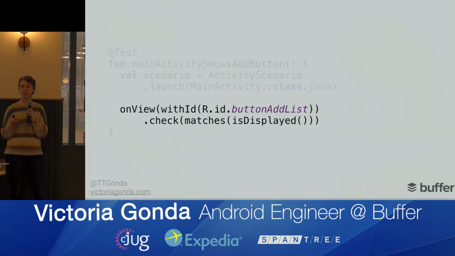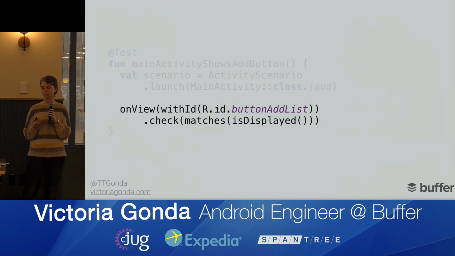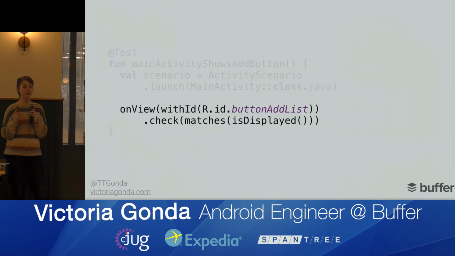Then matches is our main view matcher, or view assertion. Is displayed is the view matcher we pass in. This checks that the view with the ID button add list is visible on the screen.